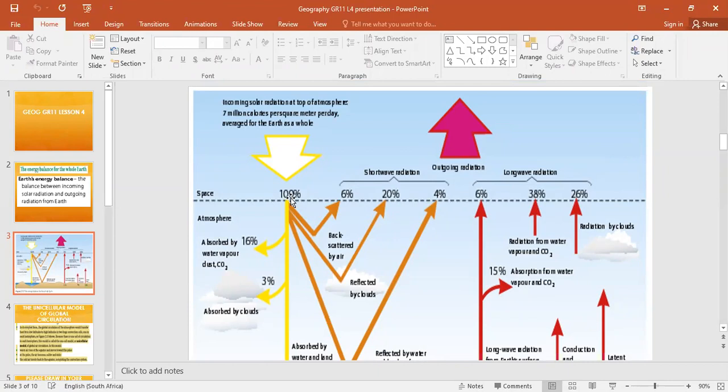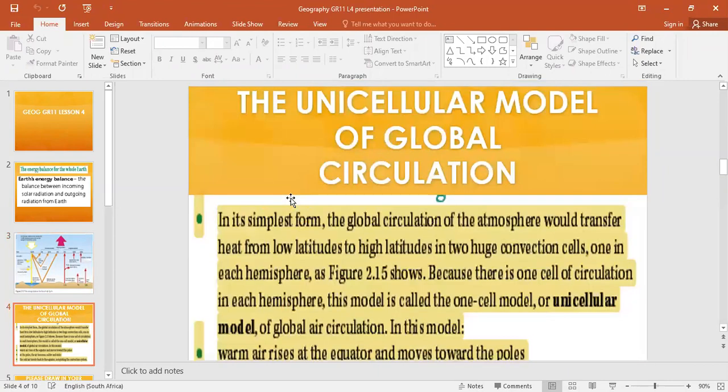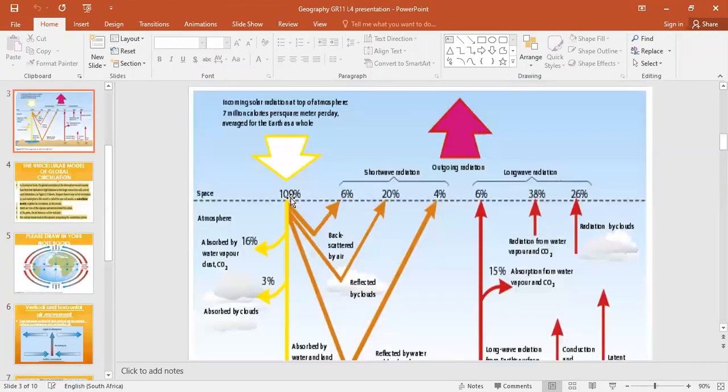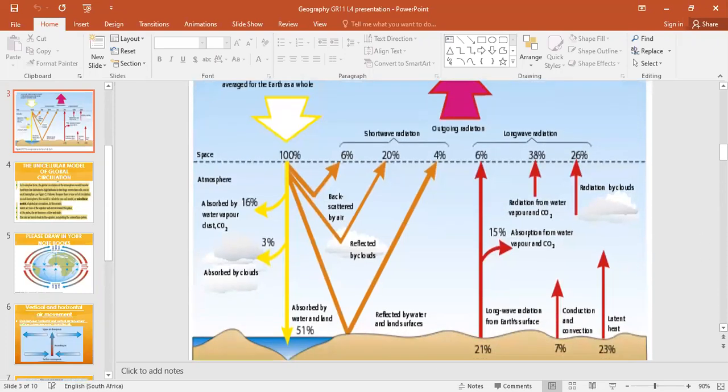And then when it hits the Earth's surface, it becomes incoming solar radiation from the sun, and radiation is the way it's coming in. So we call it insolation. Okay. So insolation is the one that is responsible for all the energy that is transferred to Earth from the sun.